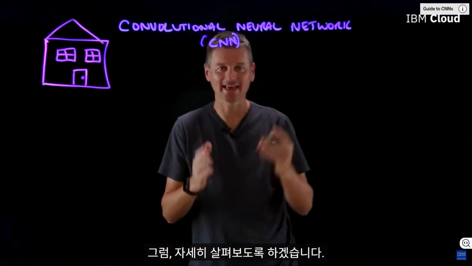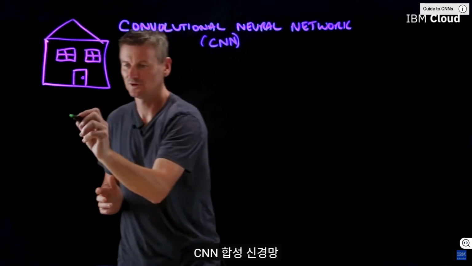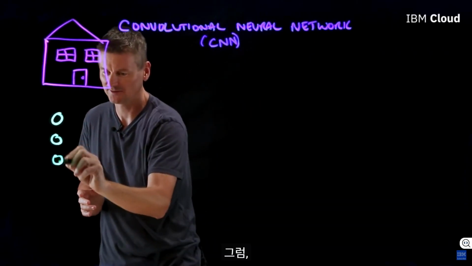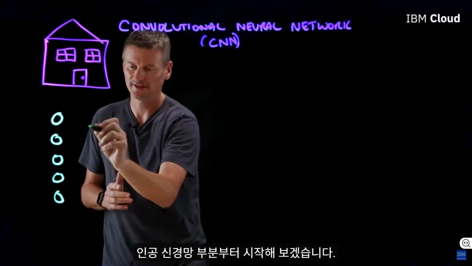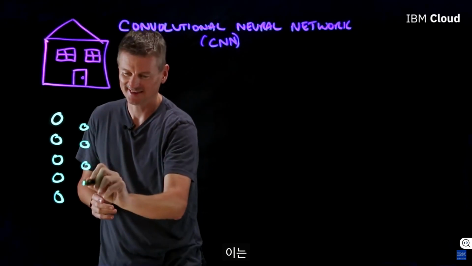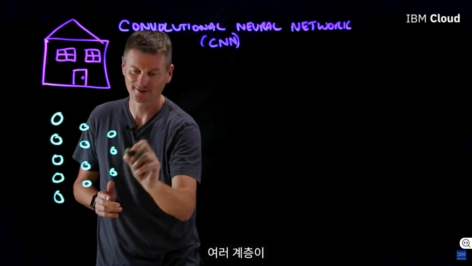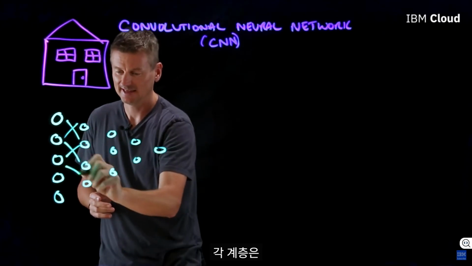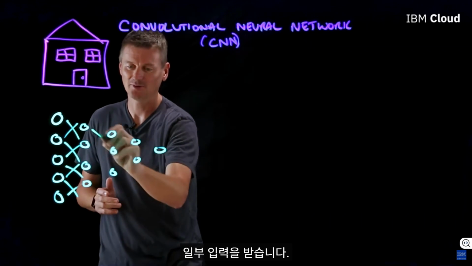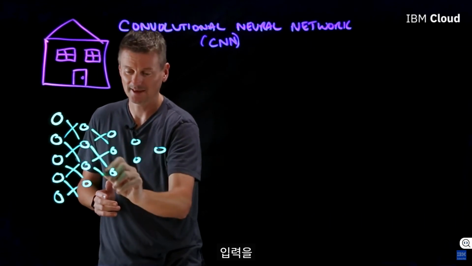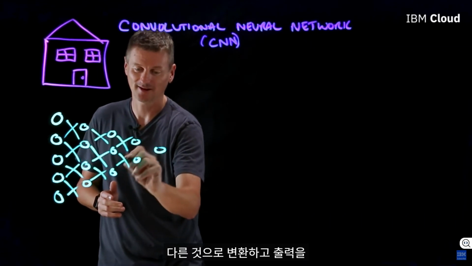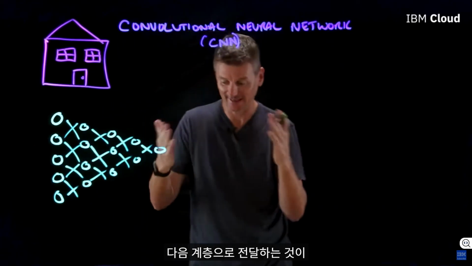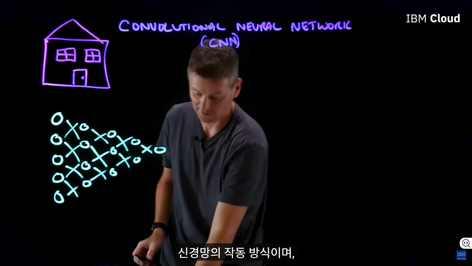Well, let's break it down. CNN, convolutional neural network. Well, let's start with the artificial neural network part. This is a standard network that consists of multiple layers that are interconnected, and each layer receives some input, transforms that input to something else, and passes it as output to the next layer. That's how neural networks work.